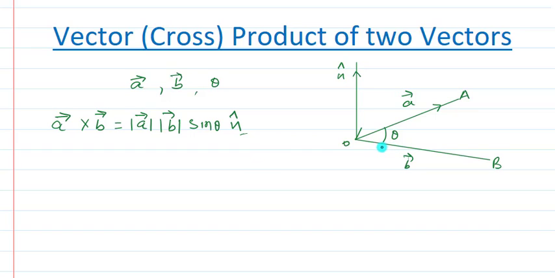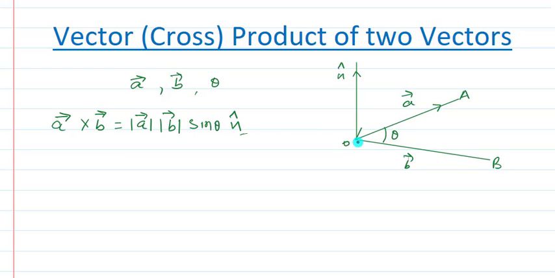Sometimes a direct question is there: find a vector which is perpendicular to both the vectors A and B. So what should we do? We should directly calculate A cross B, because when we calculate A cross B, we get a third vector which is perpendicular to both A and B. This is a very important line to understand.